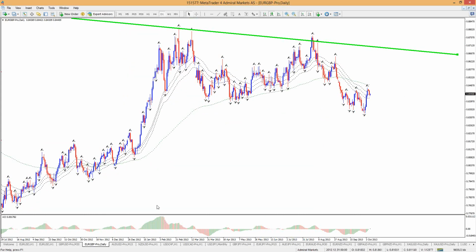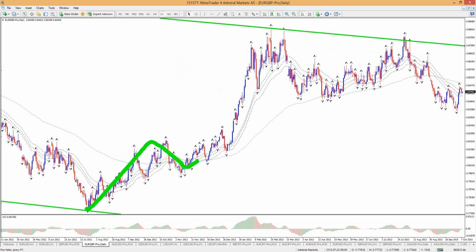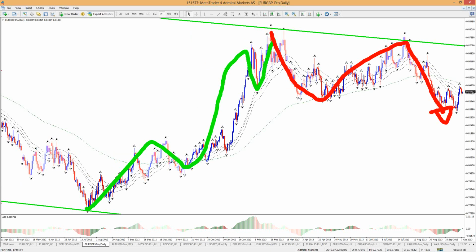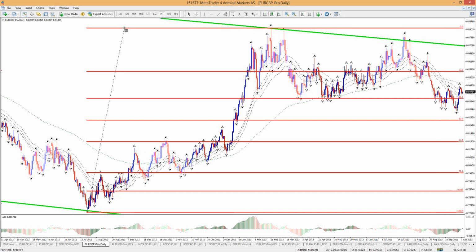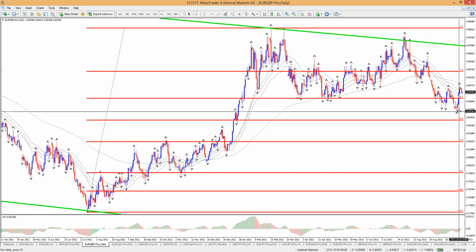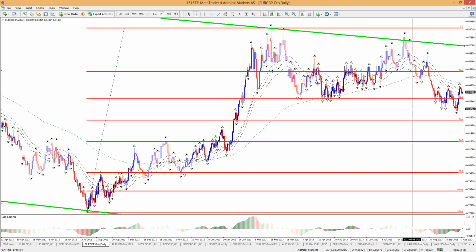Daily chart. We can see that this upside had 5 waves as well, and that this is most likely an ABC correction. If we put a fib on that move, we just didn't make the 50, in fact, which is a pity. We missed it by some 50 pips.